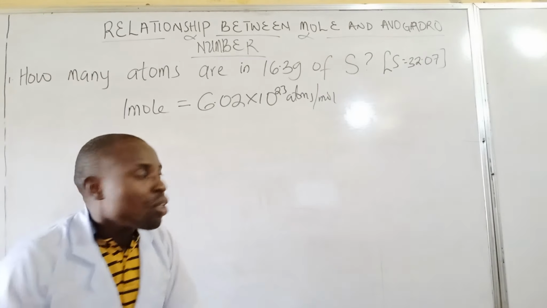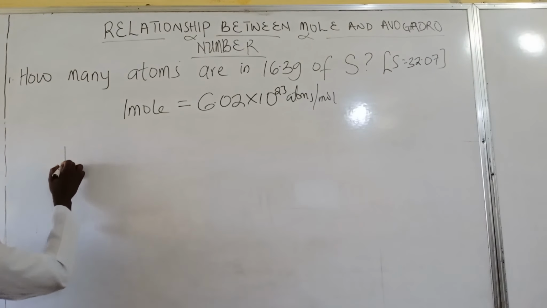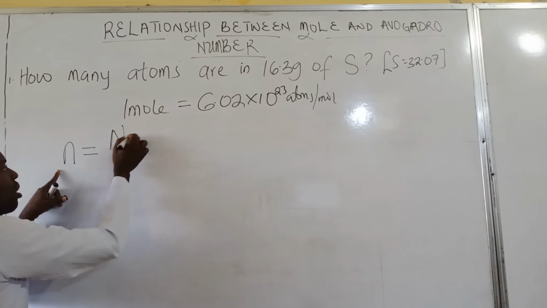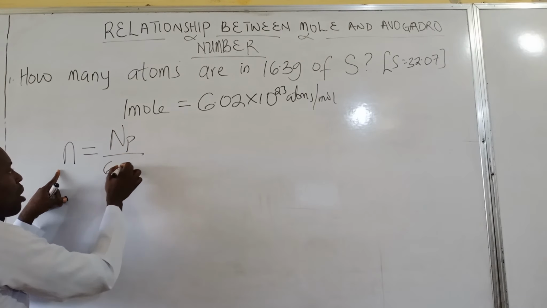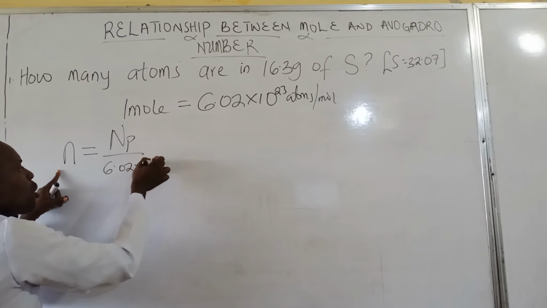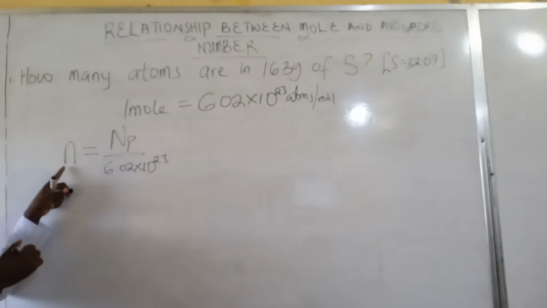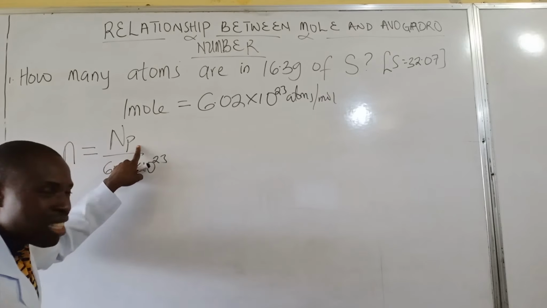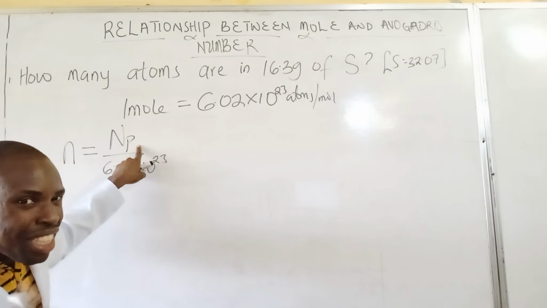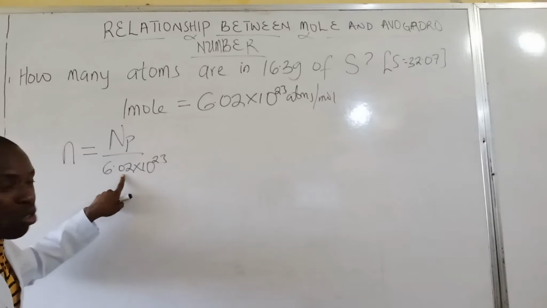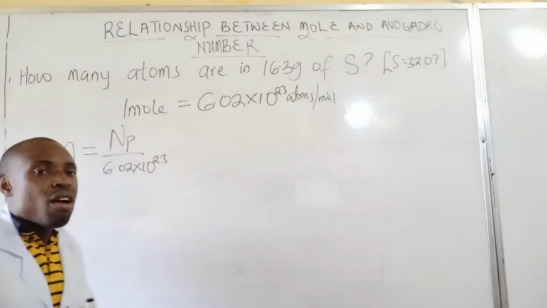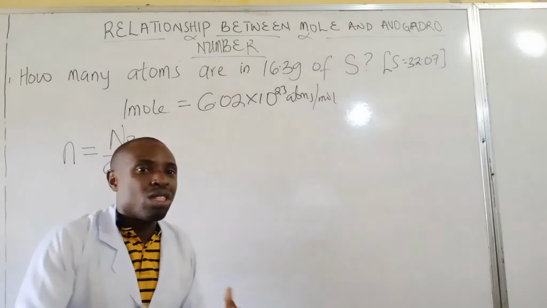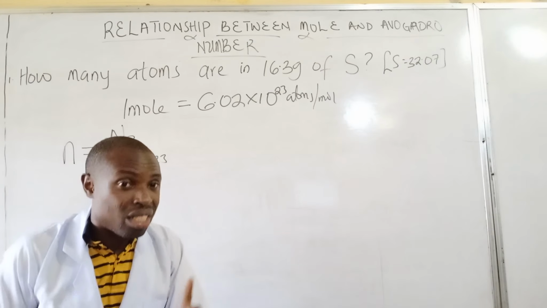Now, not to waste time, the formula is: number of moles n is equal to Np over 6.02 times 10 raised to the power 23, where n is the number of moles and Np is the number of particles, and this is your Avogadro's constant. Any question that involves atoms, like how many atoms are in, or how many molecules are in, just know that Avogadro's constant has to be applied.